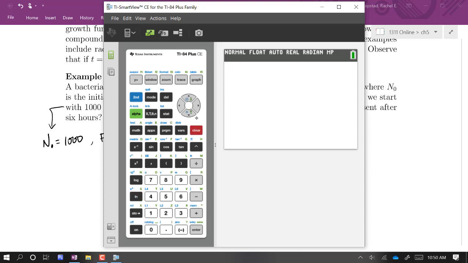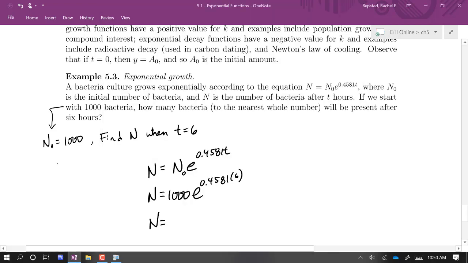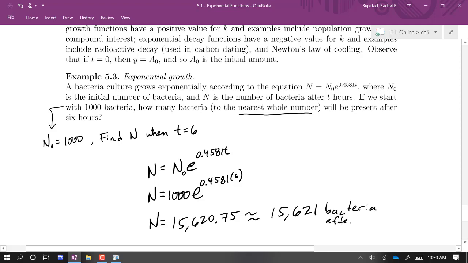What I want to do is compute 1,000 times e raised to a power. So I'm going to do second ln. And then up here I've got 0.4581 times 6. And I get 15,620.75. And we want it to the nearest whole number, so I'm going to say 15,621 bacteria after 6 hours.